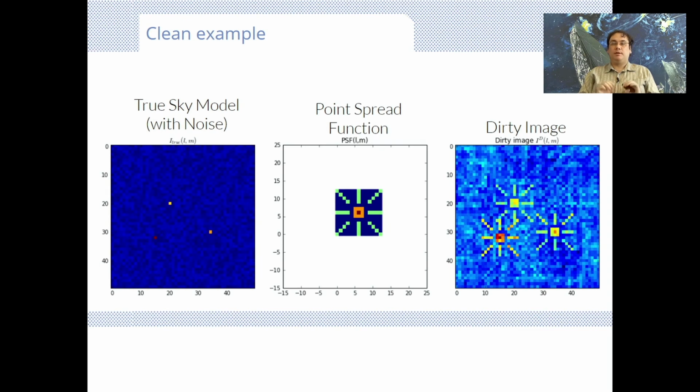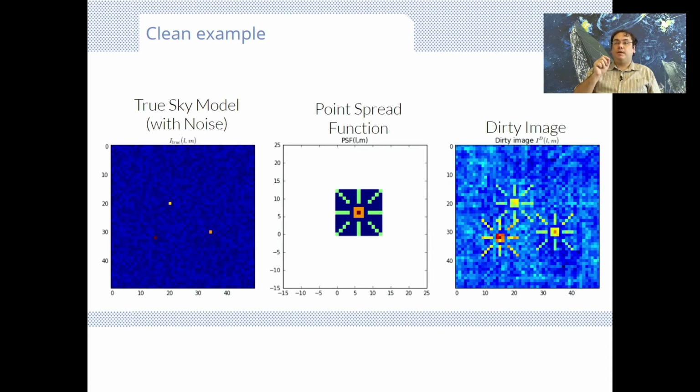Now, let's look at just a toy example here. So let's start with a true sky, right? That has these three sources in it with noise. Remember that we will always have noise on the interferometer, primarily because of the low noise amplifier, right? So even in the absence of any calibration errors, we will still have noise on the system.